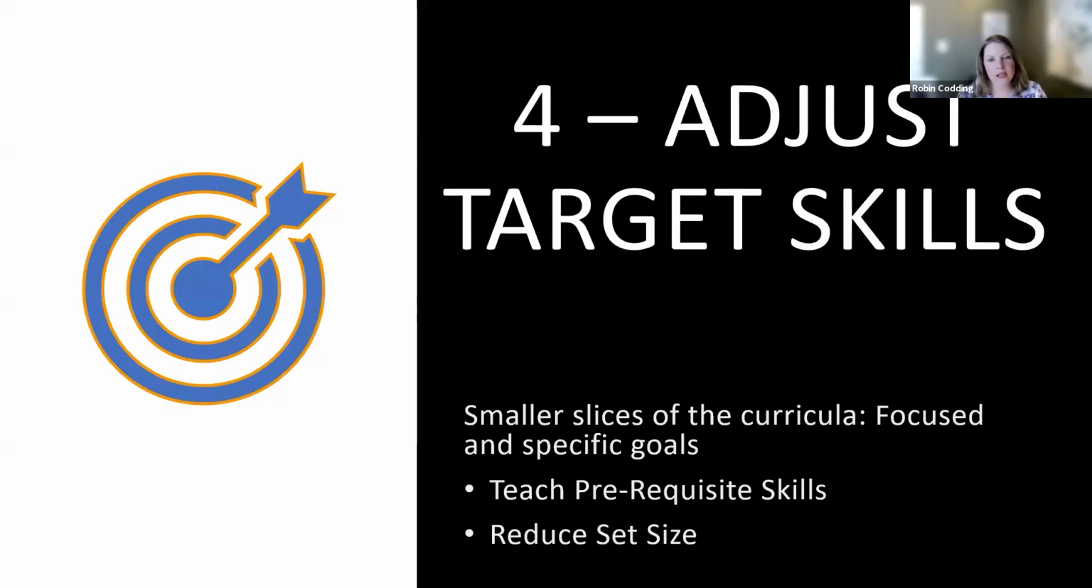Okay. So those are our first three dimensions. We are now focusing on adjusting those target skills. When we think about adjusting target skills, that's our fourth dimension, we want to think about smaller slices of the curricula, so focused and specific goals. We want to think about teaching prerequisite skills, and we also want to think about how much content we are giving to students at the time, so reducing that set size.